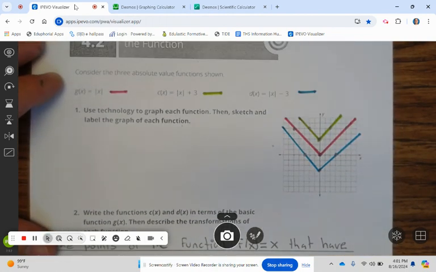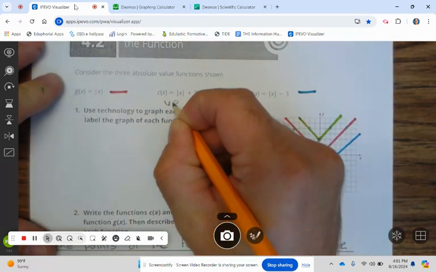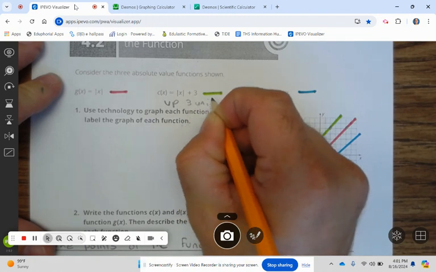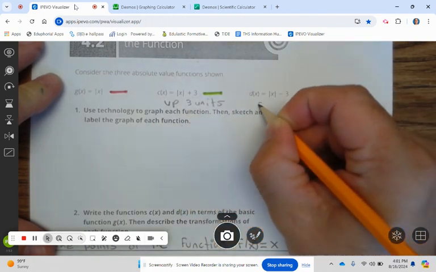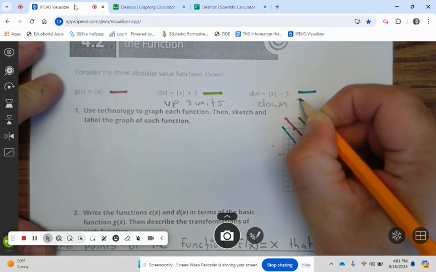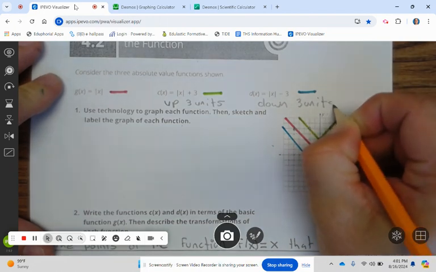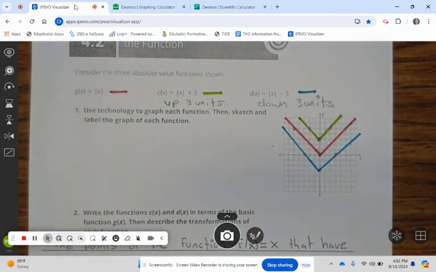And let's just come up here to do the transformations. This is up 3 units, and then this is down 3 units. Okay.